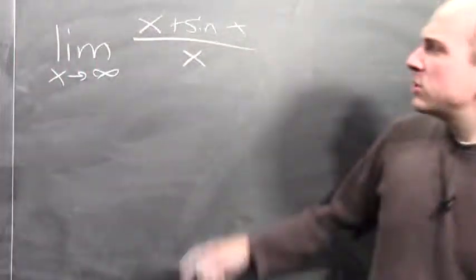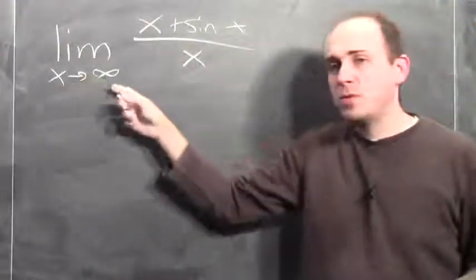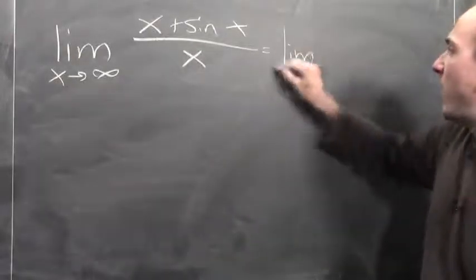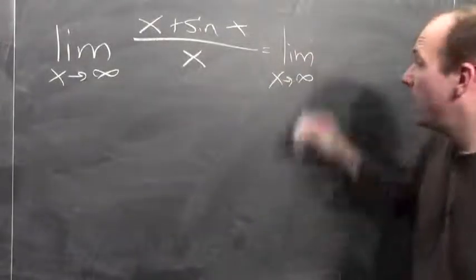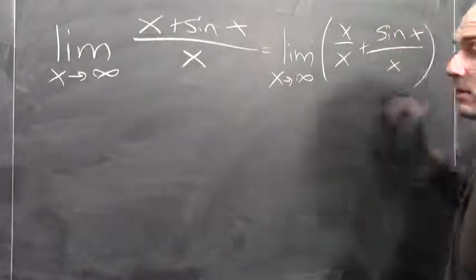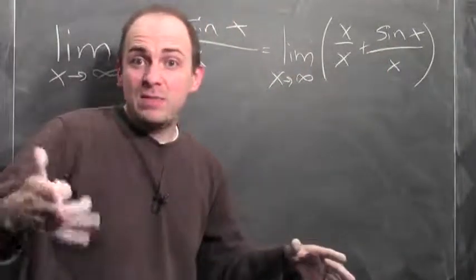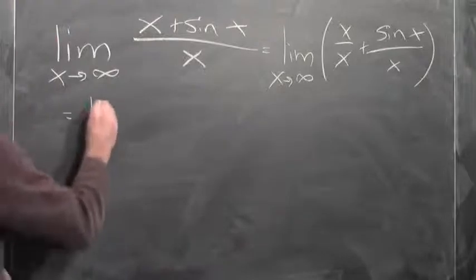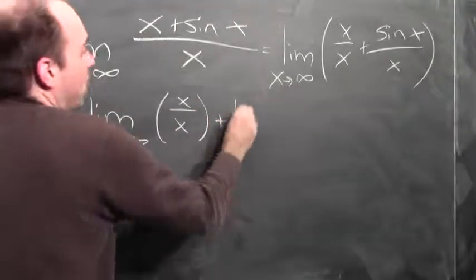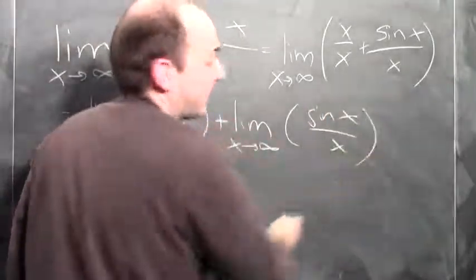All right, so let's try to do this limit some other way. I'm going to do the limit of (x plus sine x) over x as x goes to infinity without using L'Hôpital. This is the limit of a fraction. I could split up the fraction as the limit as x goes to infinity of x over x plus sine x over x. Now that's a limit of a sum, which is a sum of the limits provided the limits exist. So this is the limit as x goes to infinity of x over x plus the limit as x goes to infinity of sine x over x.